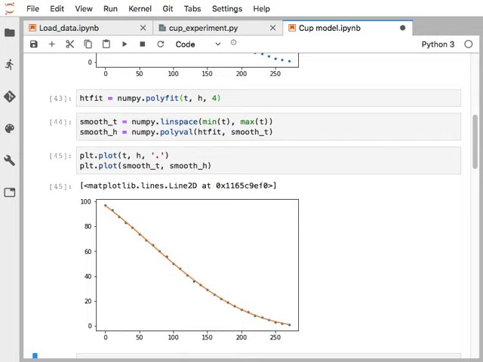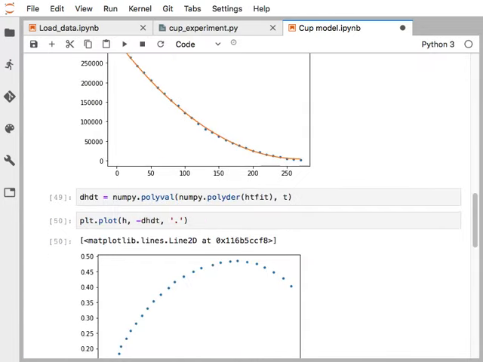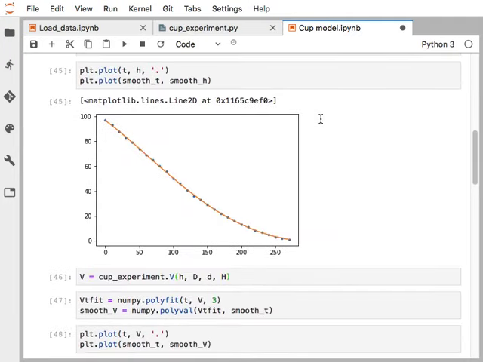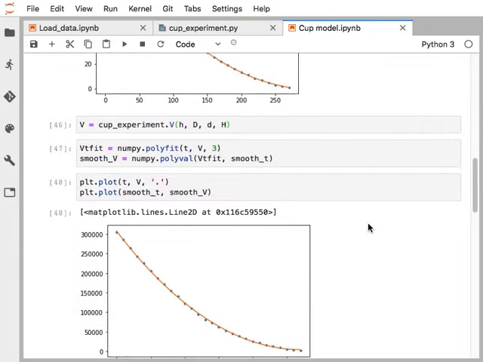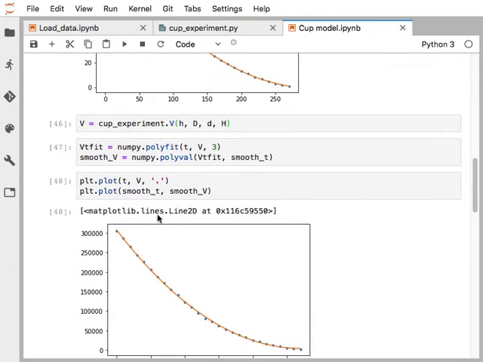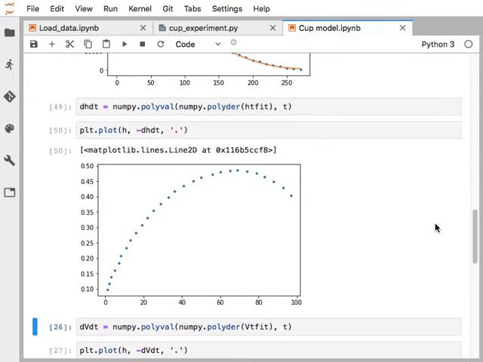Now, I'm also doing this for the cup volume. So that's what the height looks like over time. This is what the volume looks like over time, taking into account the geometry that we've taken. So let's see if we have a chance of modeling this system as dh/dt equal to some function of h. So what I've done here is I've calculated the derivative of the height by just using the polynomial derivative functions, and I'm going to be plotting that derivative as a function of height. So this is the derivative of the height, this is the height itself.